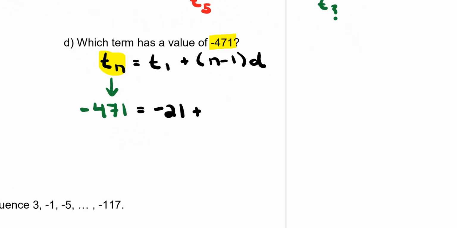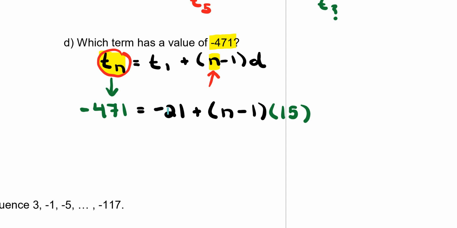Plus, we know that this Tn and this n right here are connected. So if we have a Tn value of negative 471, we can definitely find where that is in the sequence. And our common difference here is going to be 15. From here, let's go ahead and solve this.